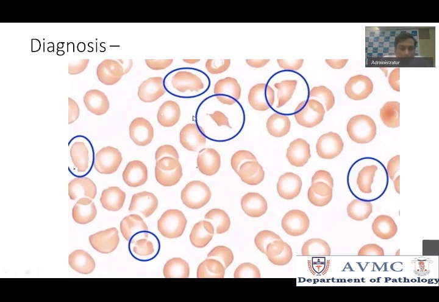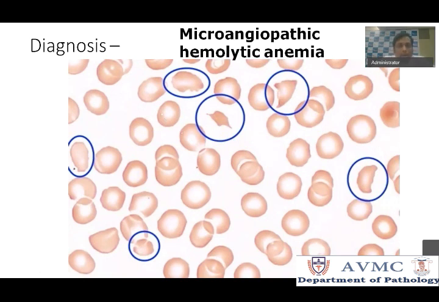And these patients also present with hemoglobinuria, like G6PD deficiency. So it's an intravascular hemolysis. So this is microangiopathic hemolytic anemia. There are two types. One is hemolytic uremic syndrome, and the other is TTP. This patient has kidney problems, with raised urea and creatinine. So this patient turned out to be hemolytic uremic syndrome.